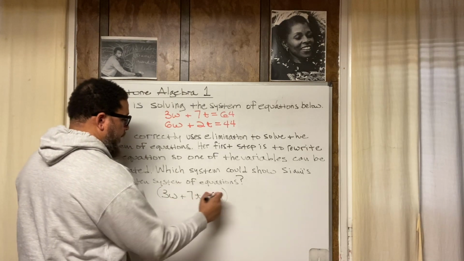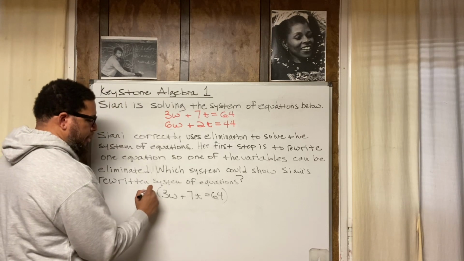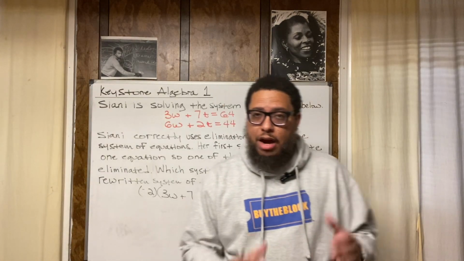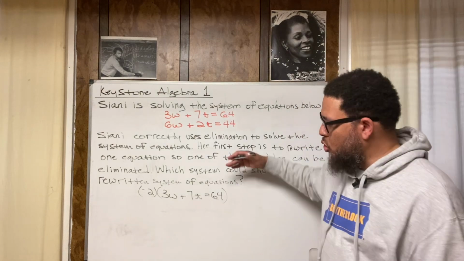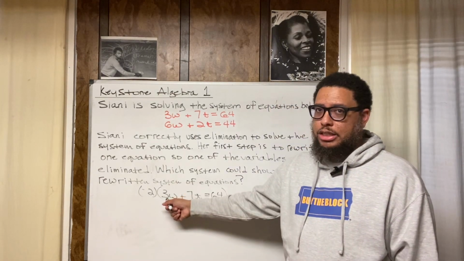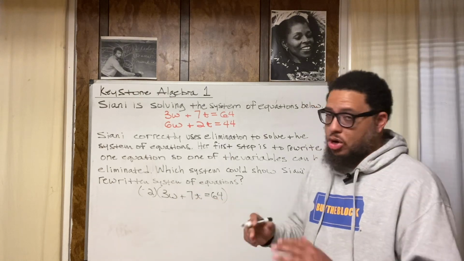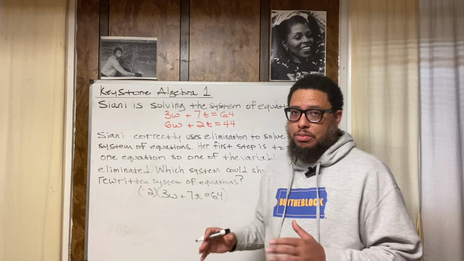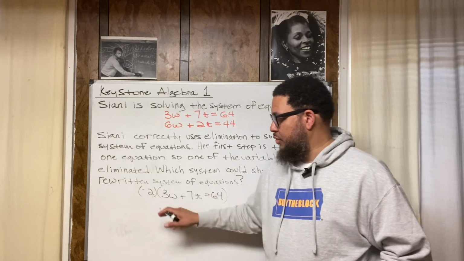But here's the thing. I can't just multiply that term by negative 2. I got to multiply the whole equation by negative 2. Everything gets multiplied by negative 2, not just what I'm trying to change. Everything else has to change also, so that the equation stays balanced. Everything gets multiplied by a factor of negative 2.